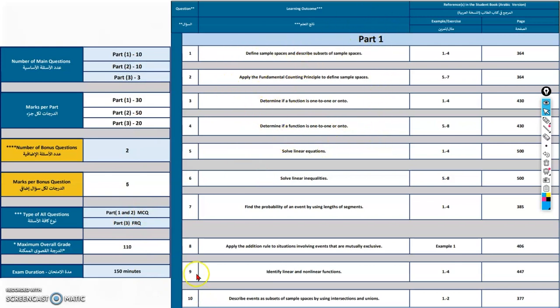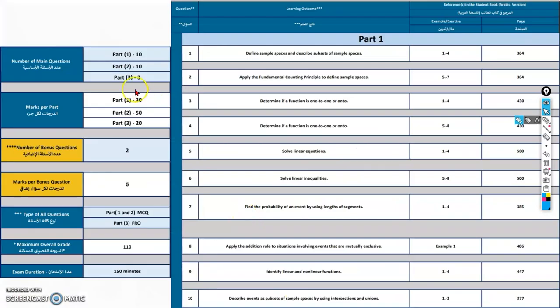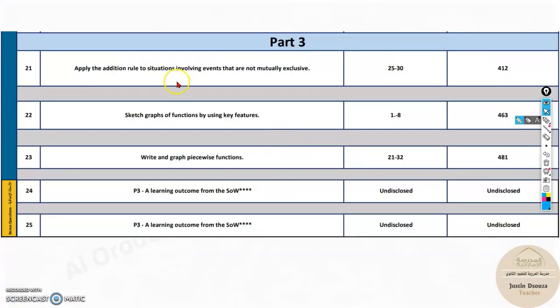Part 1 has 10 questions, where each question carries only 3 marks. They are supposed to be simpler and easier questions, whereas part 2 will carry 5 marks each. And the last part 3 is writing. There are 3 main questions for writing, and they will carry about 6 to 8 marks. And these 2 bonus questions over here will be 5 marks each, and they can be anything that was taught throughout term 3 in your regular classes.